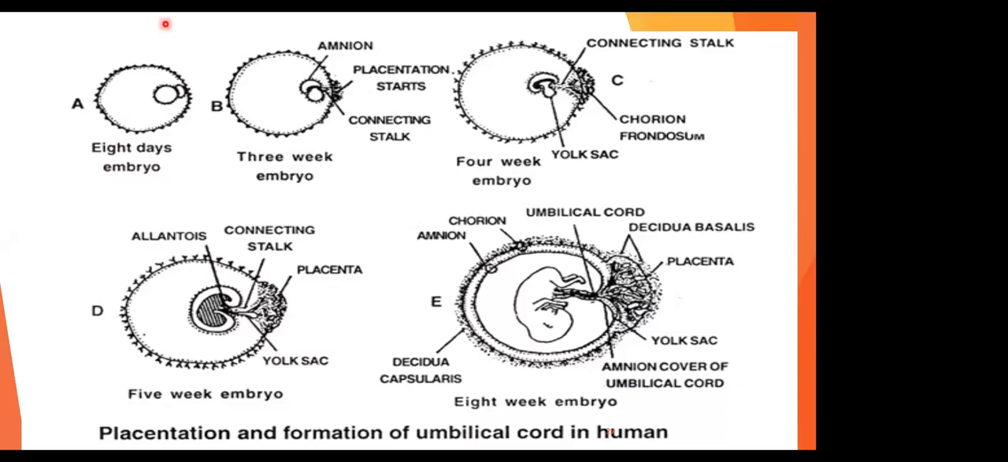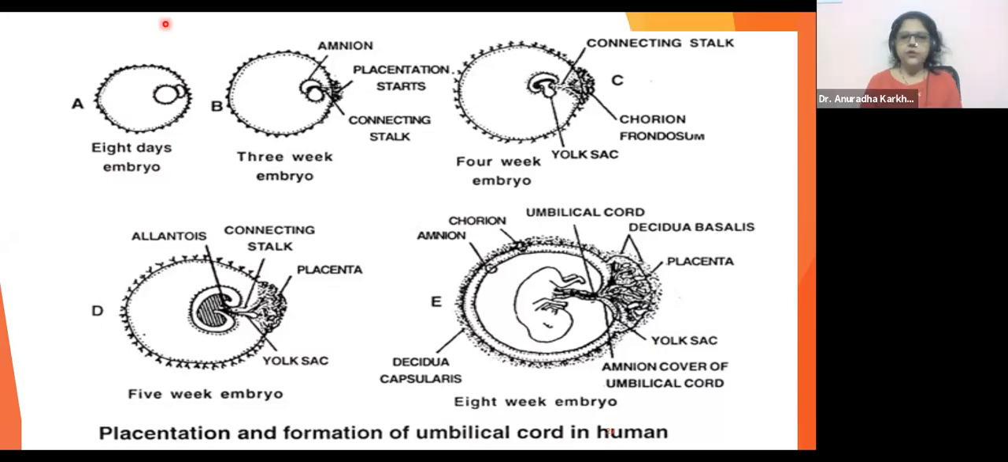Okay. So here in the same thing, here also they are showing the same thing. See, 8 days embryo, you can see over here the amnion, ectoderm, endoderm area we saw just now. See, the connecting stalk being formed. The connecting stalk is increasing.